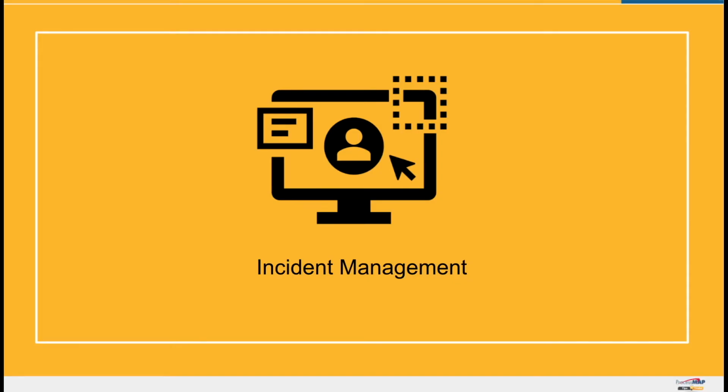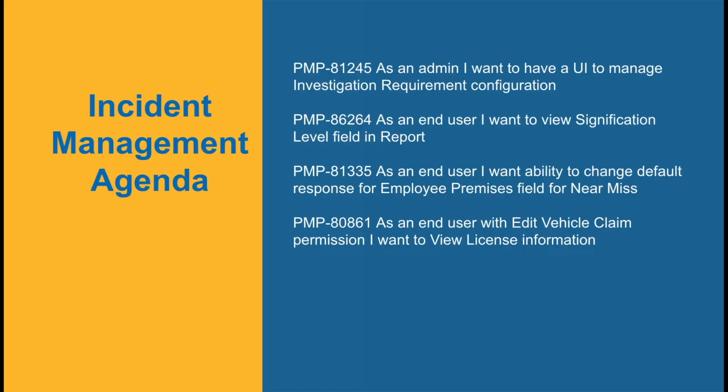Now I will be going over some of the new features in incident management. I'm going to go over some of the new items that we've added to the incident management module, including a UI to manage investigation requirements. We've added the significance level to reports. We have the ability to change the default response for was the employee injured on premises, as well as being able to edit driver's license information in vehicle claims.